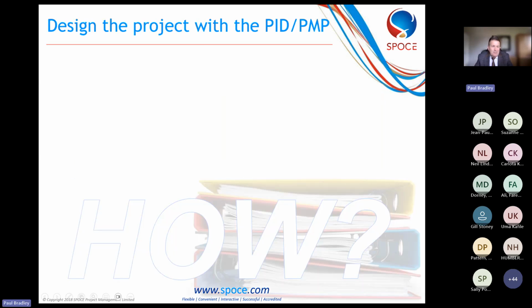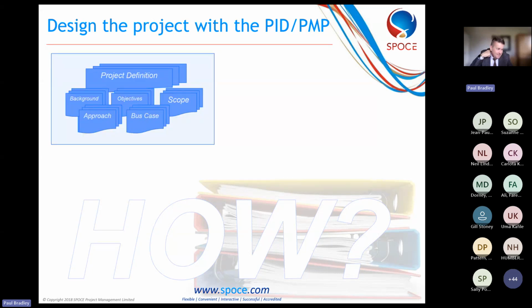Finally, we've got design the project, with the PID and the PMP there. The PID is project initiation documentation, and PMP is project management plan, depending on what you're using. You might be using PMI, IPMA, APM, or Prince2. You'll probably come across either a PID or a PMP; typically those are the phrases they use. What we've got here is a few sections that I've put together for you in terms of what you'd expect to see in that PID or PMP.